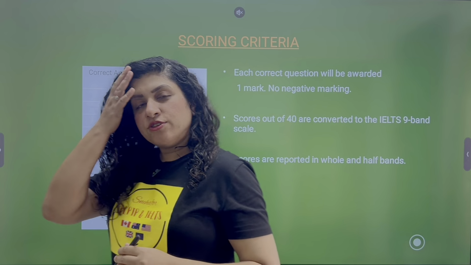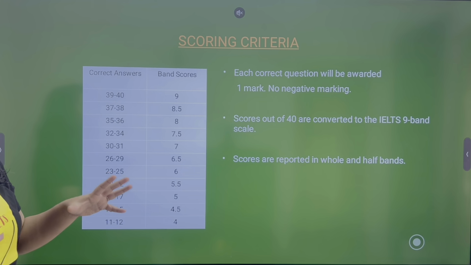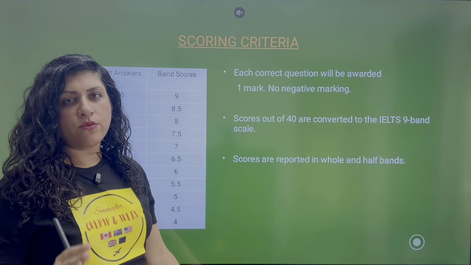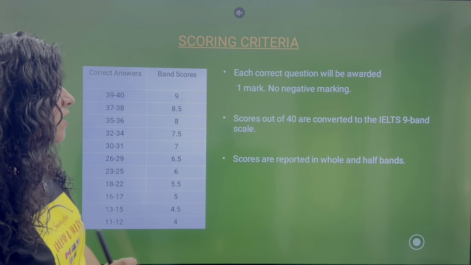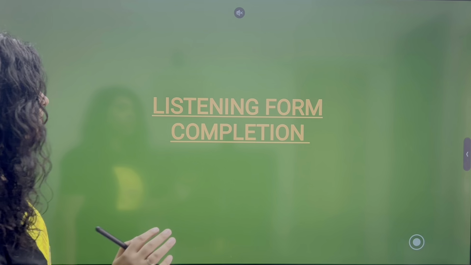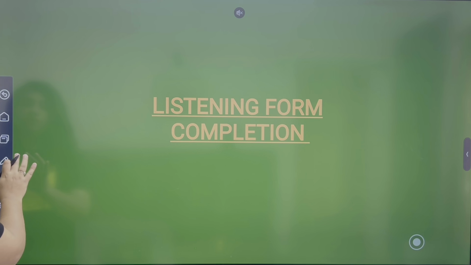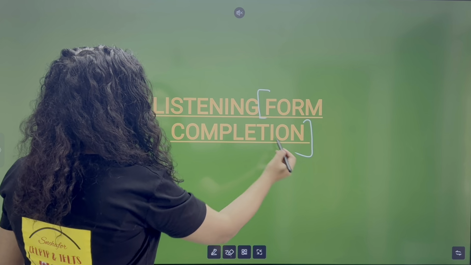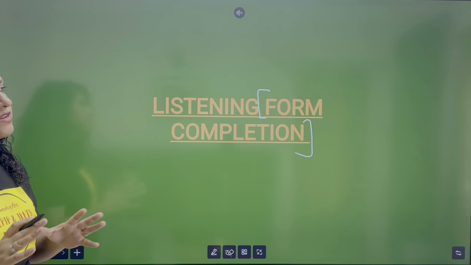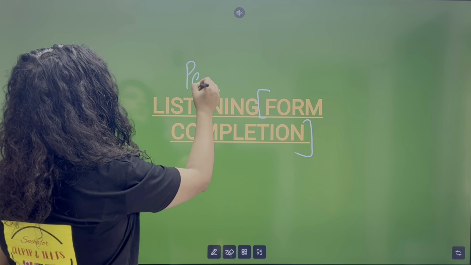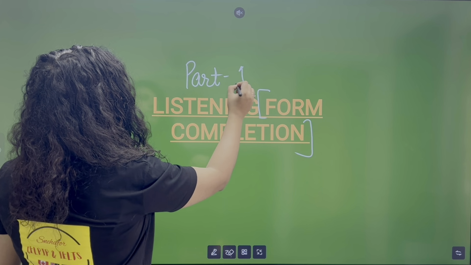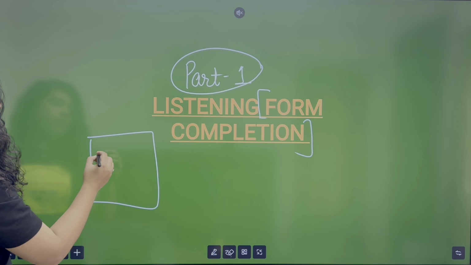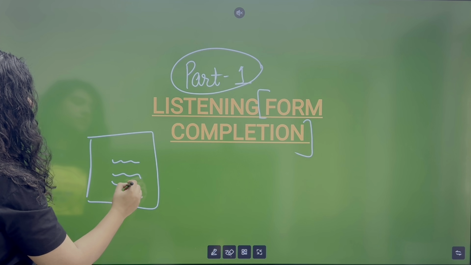Alright, so let us move on to actually practicing the types of questions that are there in listening part 1. In listening part 1, very often you will find questions related to form completion types. So this is one type of question in the listening part, and it's usually there in part 1. In part 1 of listening, there will be a form in which you will have to fill some information.